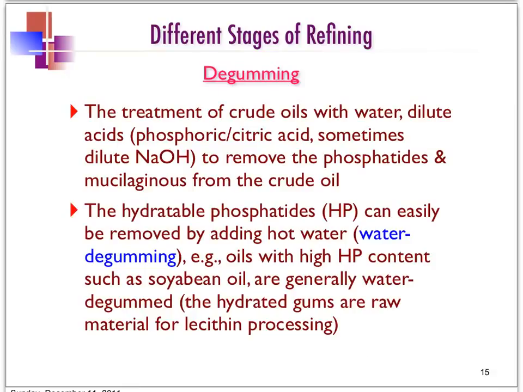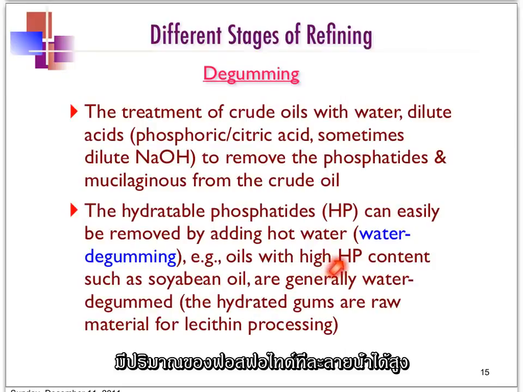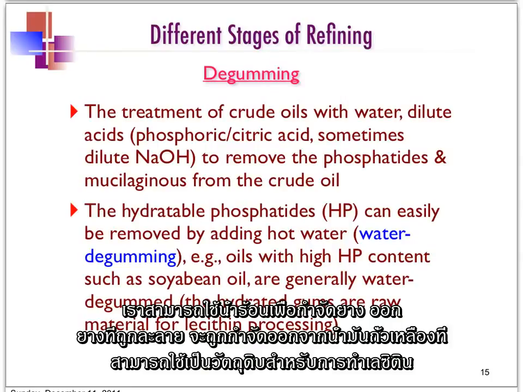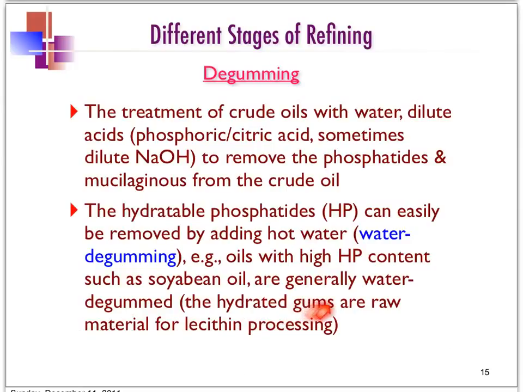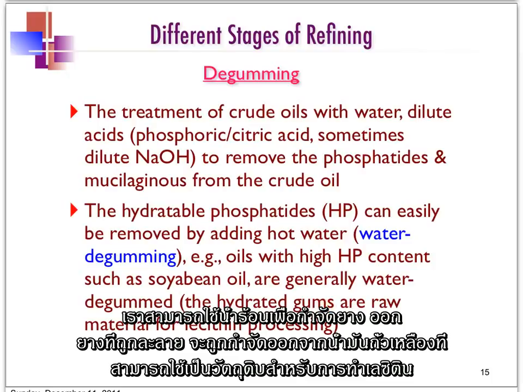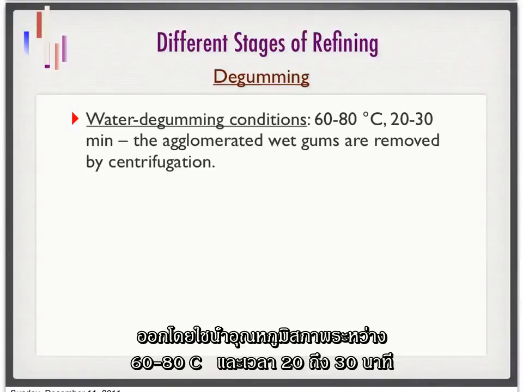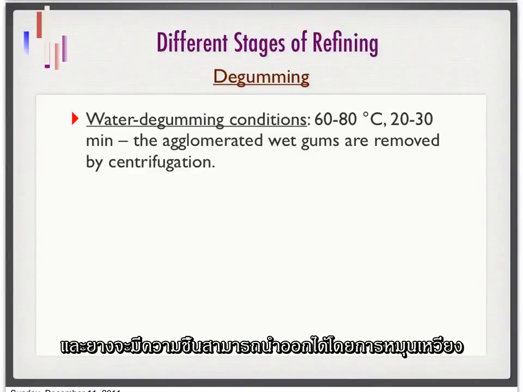So for example, soybean oil contains a high amount of hydratable phosphatides. So we can use hot water to remove the gums, and the hydrated gums that we remove from the soybean oil can actually be used as a raw material for lecithin processing. So for water degumming, these are the conditions: the temperature between 60 to 80 degrees Celsius, and the time between 20 to 30 minutes. And the wet gums that are formed can be removed by centrifugation.